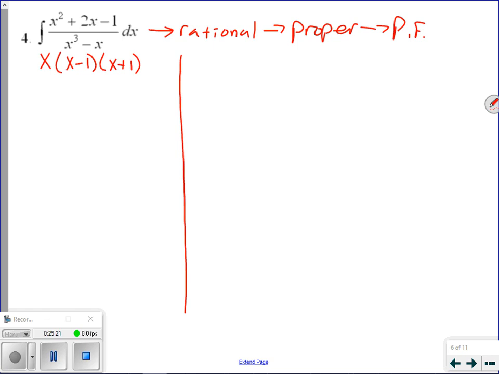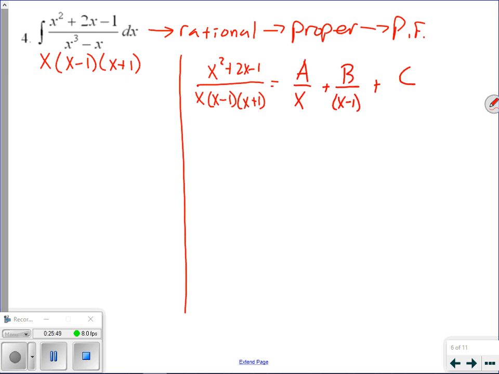So that means whenever I do this, I'm going to have x squared plus 2x minus 1 over x times x minus 1 times x plus 1 equal to 3 fractions, because I have 3 unique, keyword unique, factors. So I'm going to have A over x plus B over x minus 1 plus C over x plus 1.